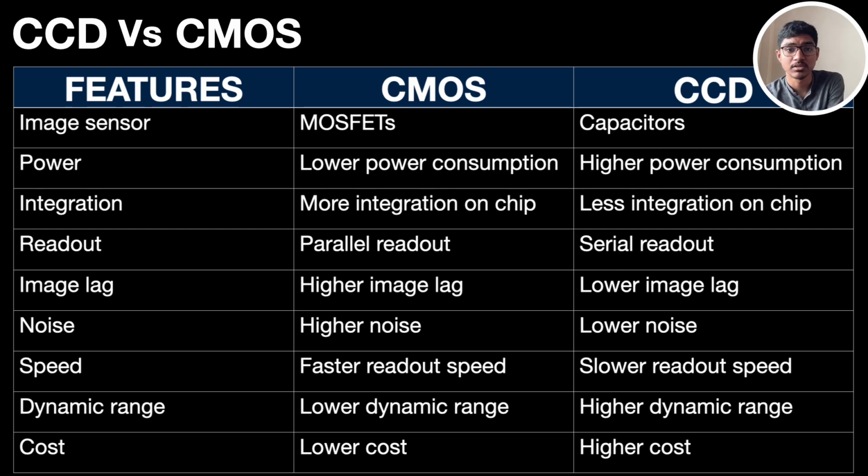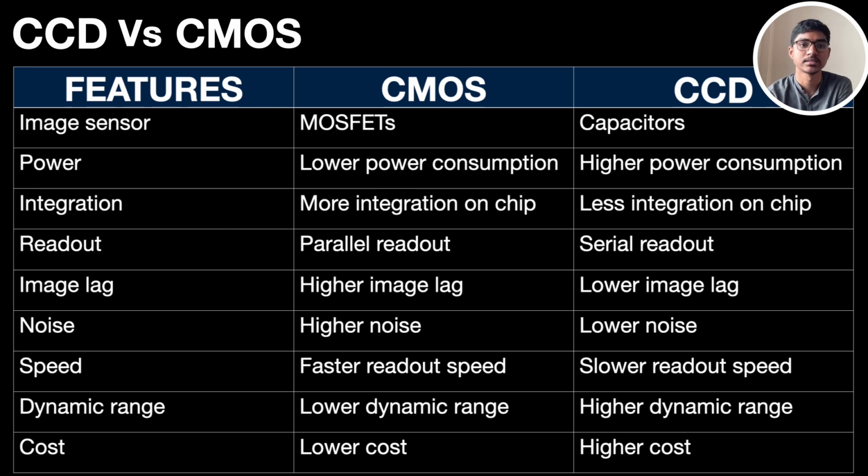In terms of image quality, CCD sensors are generally known for their higher image quality and lower noise than CMOS, especially in lower light conditions. However, recent advancements in CMOS sensor technology have narrowed this gap significantly. In terms of power consumption, CMOS sensors consume less power than CCD sensors because they require fewer components and operate at lower voltages. In terms of readout speed, CMOS sensors are much better than CCD sensors.